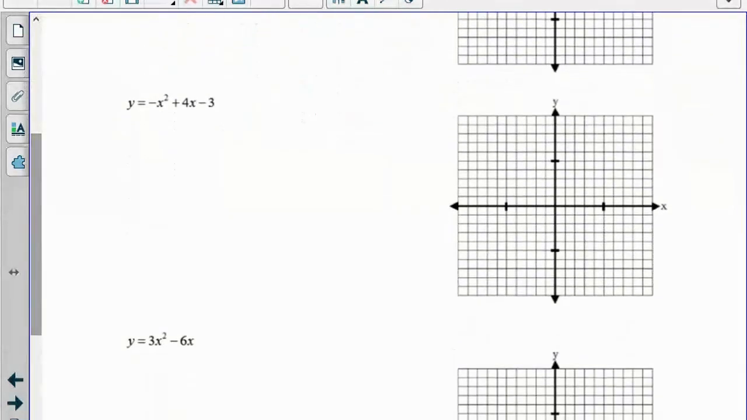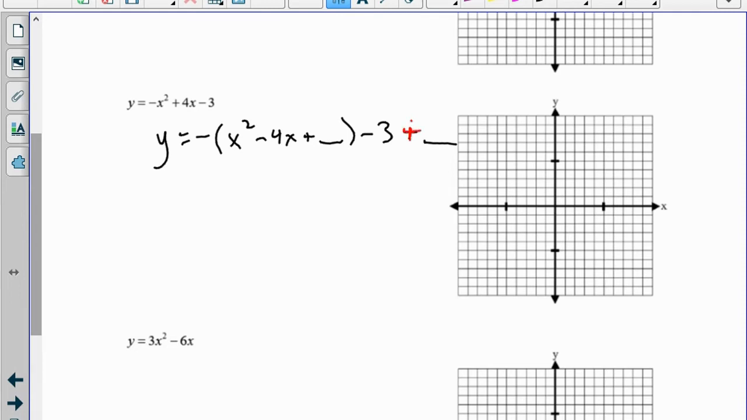Number 4, we're going to factor out a -1. So this is something that's important for us. We don't want to start with anything that's negative without factoring it out. So we're going to have x squared minus 4x plus blank minus 3 plus blank. Again, I'm putting a plus here because if I have a negative sign on the outside, what's going to end up happening is it's -1 times whatever gets added there. So you have to be careful about that.